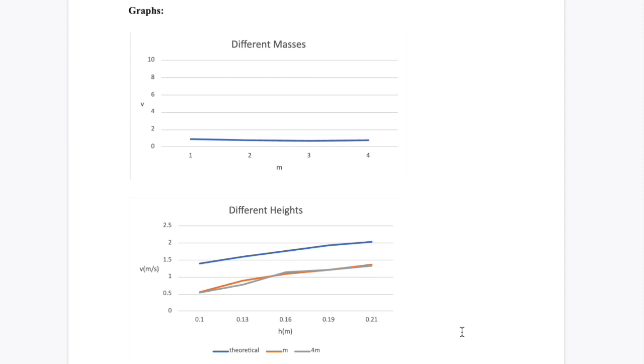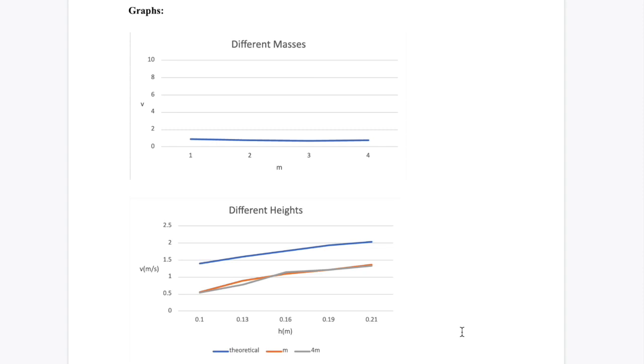As you can see from the graph named different masses, the graph is linear. This means the object velocity didn't change when we changed its mass. However, in the second graph, we can see that the values for velocity of the object changed when we changed the release height of the object. And we can see that the line for m and for m are nearly the same lines.